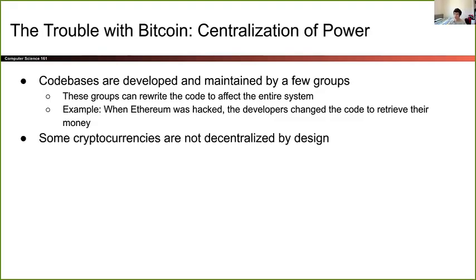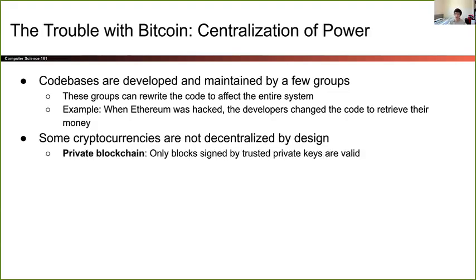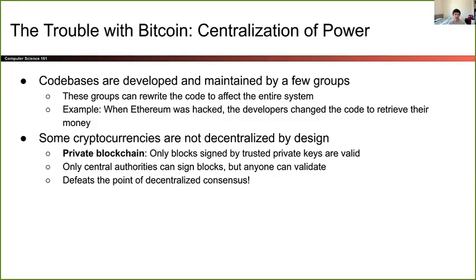And there are also some cryptocurrencies that are just not decentralized by design. So we have something called a private blockchain. What this means is that we add this extra requirement. Anyone can verify a block, but only blocks signed by some trusted private keys are valid. So you need the private key to actually be able to generate a block. This means that only central authorities can sign blocks, even though anyone can validate them. And this kind of defeats the point of decentralized consensus.